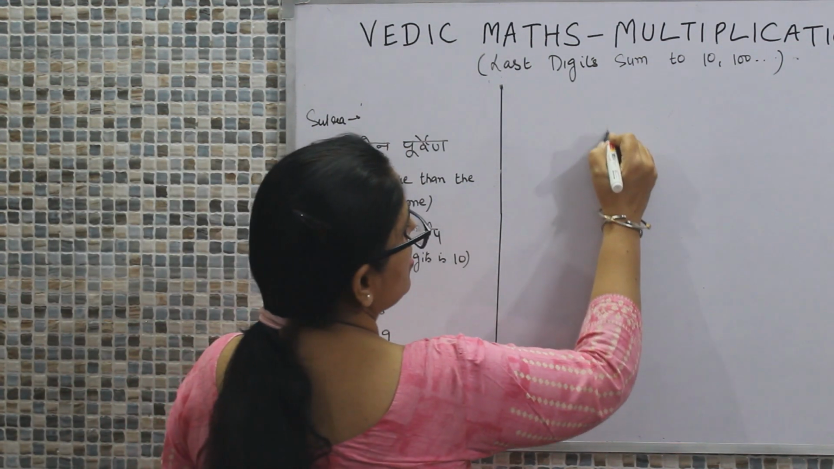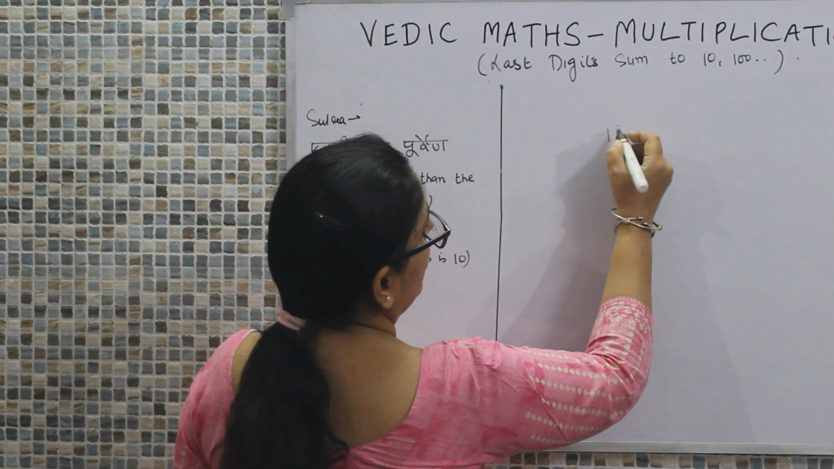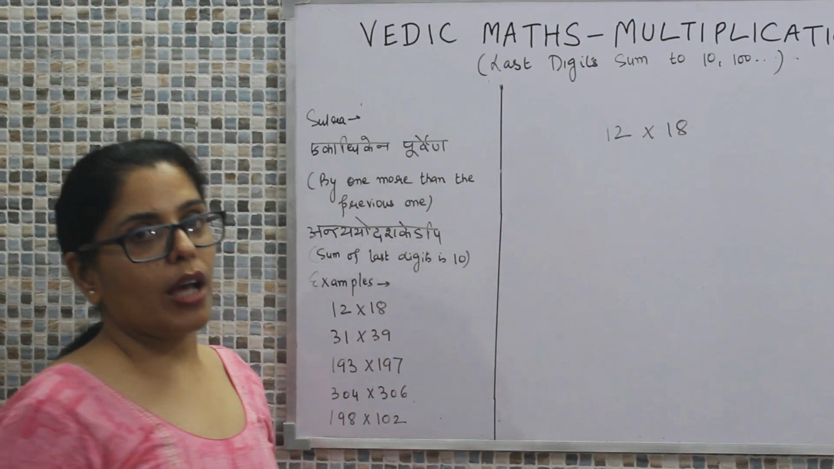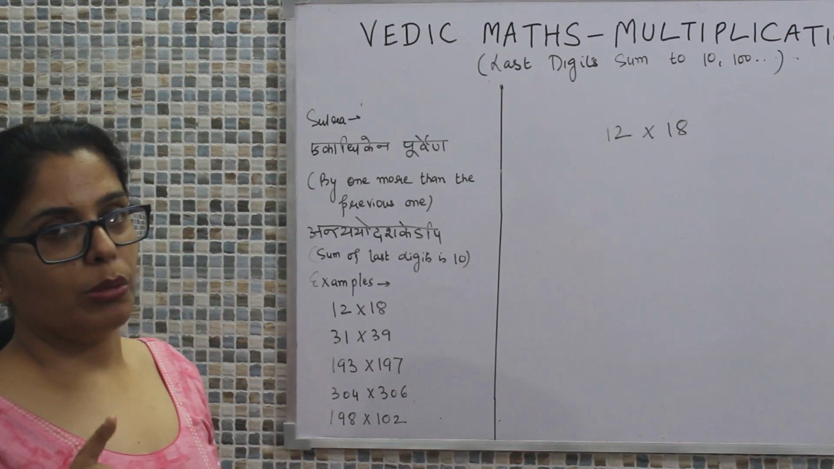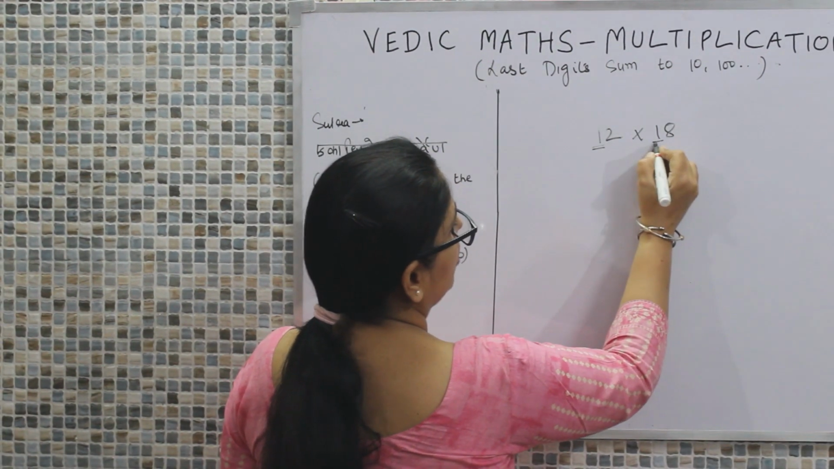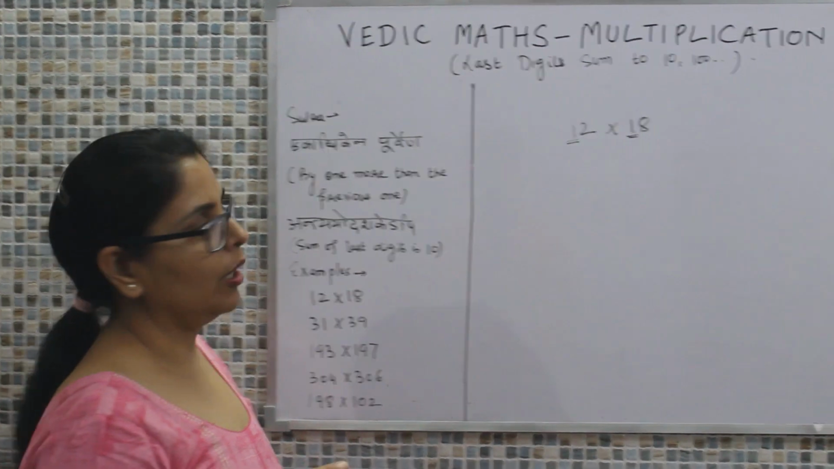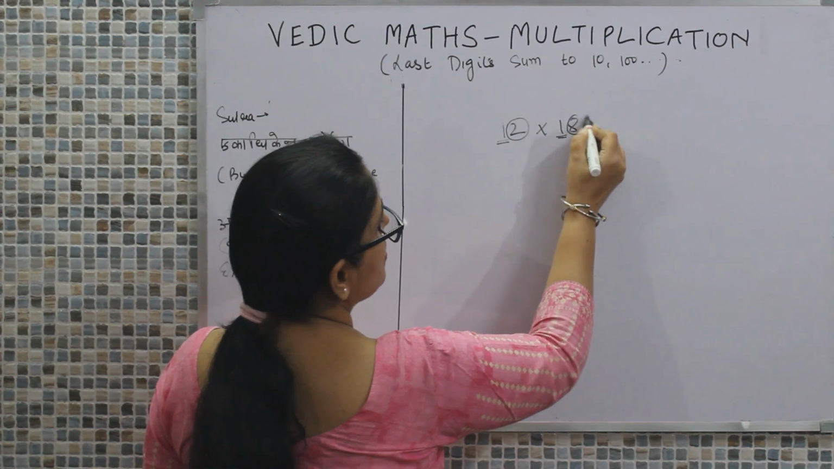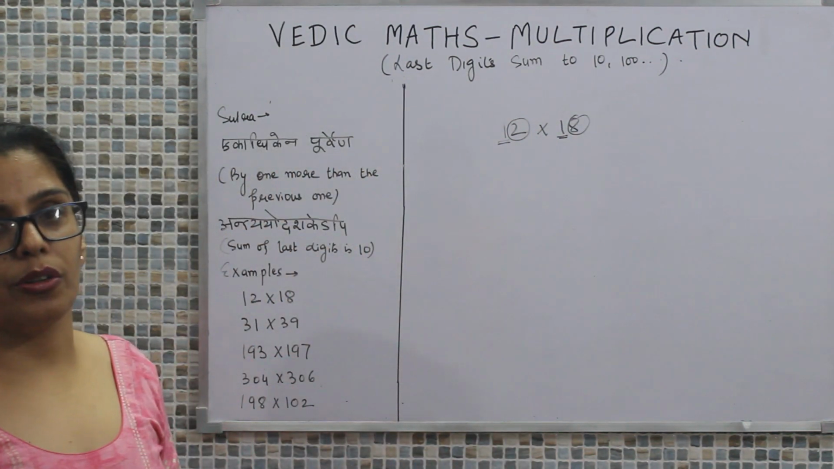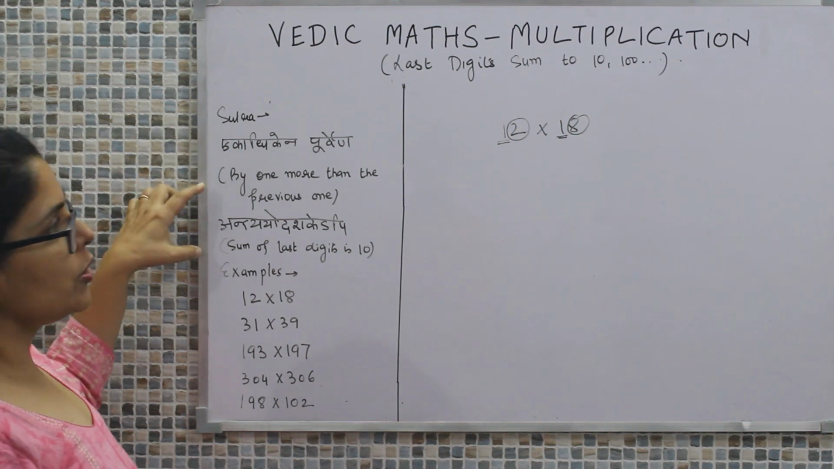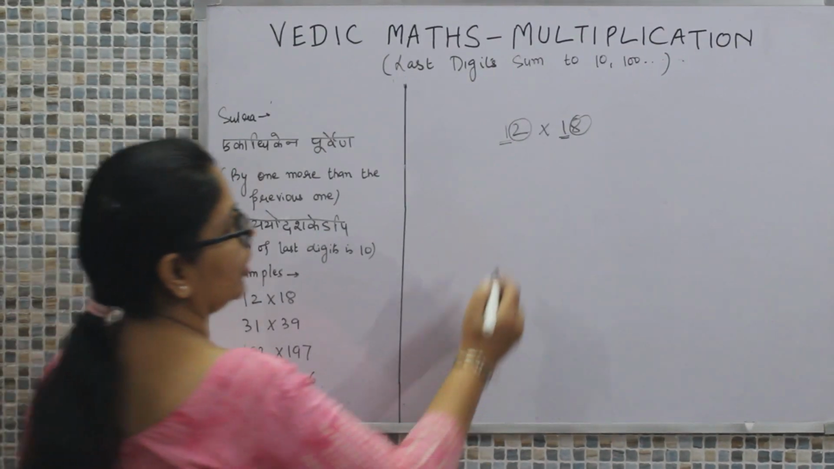The first is 12 into 18. Now as you can look into the pattern of the numbers, the initial value is the same. That is the first thing, and the second thing is that the sum of 2 plus 8 is 10. Hence, here we can use both the sutras. Now let's solve it out.